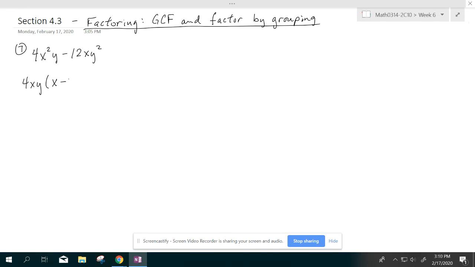Now, 12 divided by 4, I'm taking the x, and I'm taking a y, so that's going to leave me a y. And that is factored completely. Everybody see how factor out works? The big numbers you divide, and the exponents you subtract.